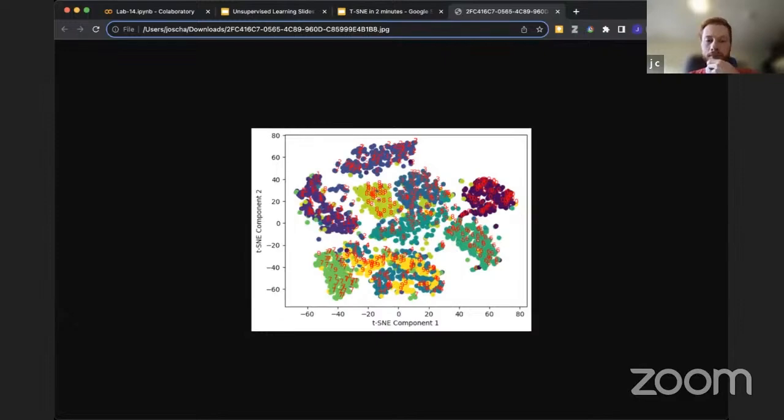Okay, just as an extension of T-SNE. Thank you, Teshu, for sharing this plot.